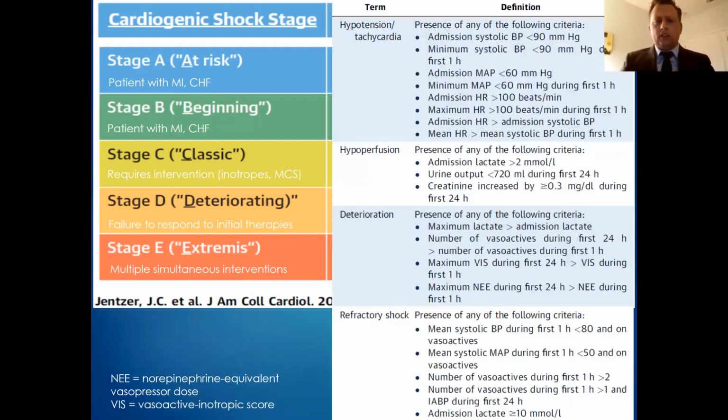There are definitions that I've included for what would be considered hypotensive, hypoperfused, deteriorating, or refractory. Essentially, it's similar to what we were talking about with the definition of cardiogenic shock, hypoperfusion having an admission lactate greater than 2, urine output less than 720, or creatinine that is just continuing to go up during the first 24 hours. Deterioration means that you need an increase in the number of vasoactive medications within the first 24 hours. And refractory shock means that despite everything you're doing, you're increasing the vasoactive medications during the first hour, more than 2, needing an intra-aortic balloon pump, still having shock.